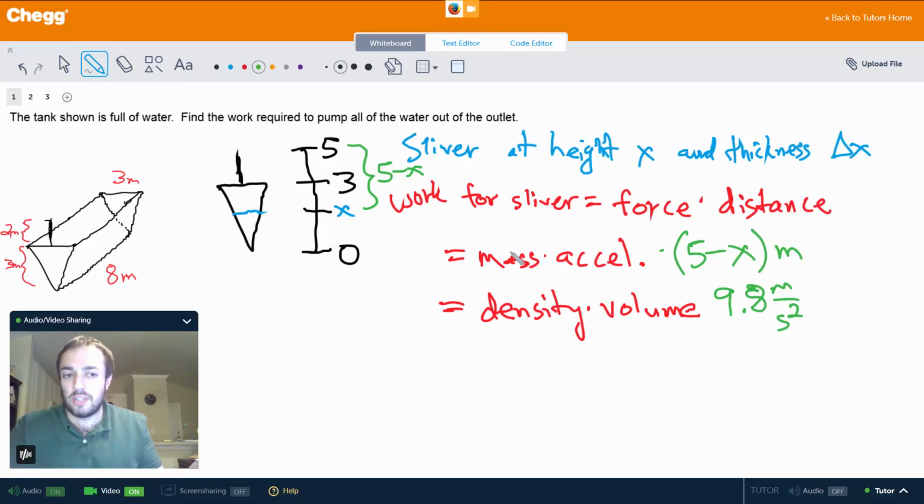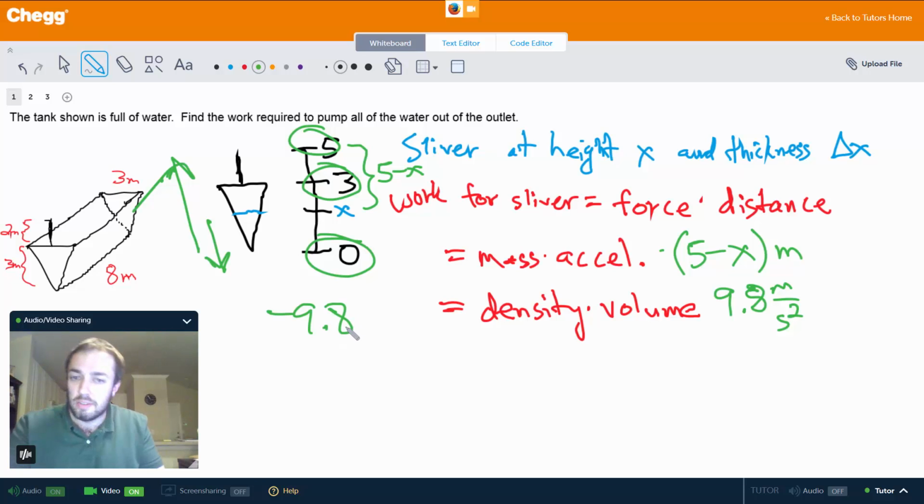Now, I do want to point out something. You might be wondering, well, hey, 0 is here, 3 and 5 are up here, so that means the positive direction is this way, and if gravity is pulling us down in the negative direction, shouldn't the acceleration actually be negative 9.8 meters per second squared? And yes, technically that's true, but the negative sign that would be on this actually cancels out with the negative sign that would be on something else.